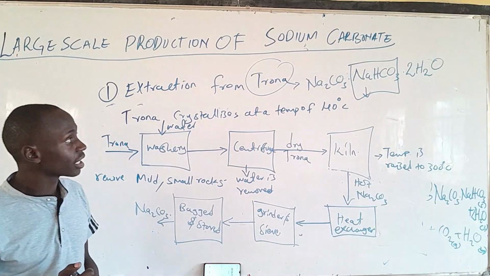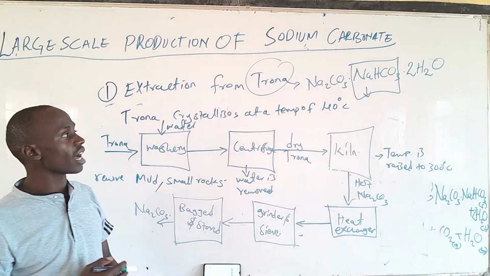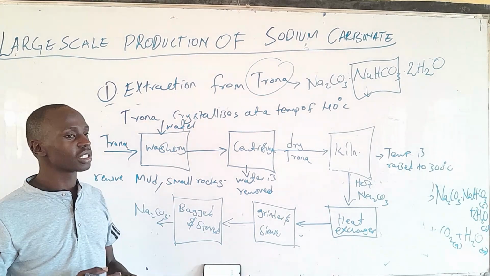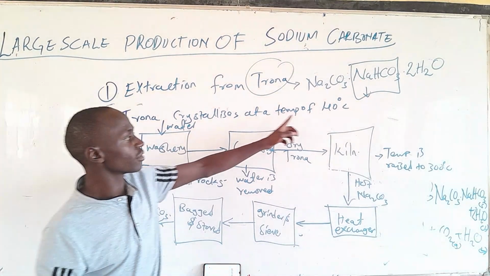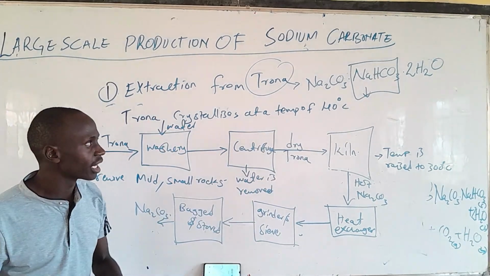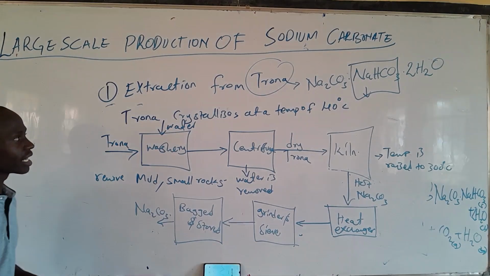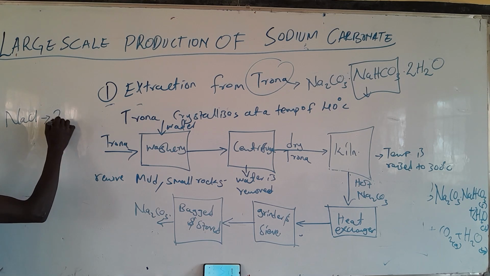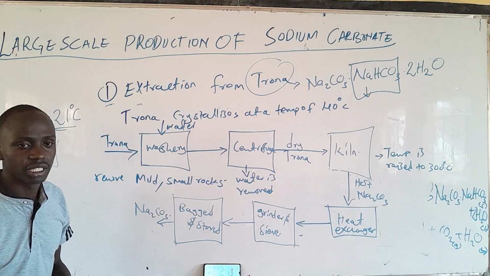Trona is only obtained in salty water lakes. The salty water lakes are lakes which have only inlets but do not have outlets. For example, in Kenya we have Lake Magadi, which is an example of a salty water lake from which we can obtain Trona. During the day, Trona crystallizes out at 40 degrees Celsius, leaving behind a solution that has a higher concentration of sodium chloride. At night, sodium chloride crystallizes out at a temperature of 21 degrees Celsius, and it is removed at night.